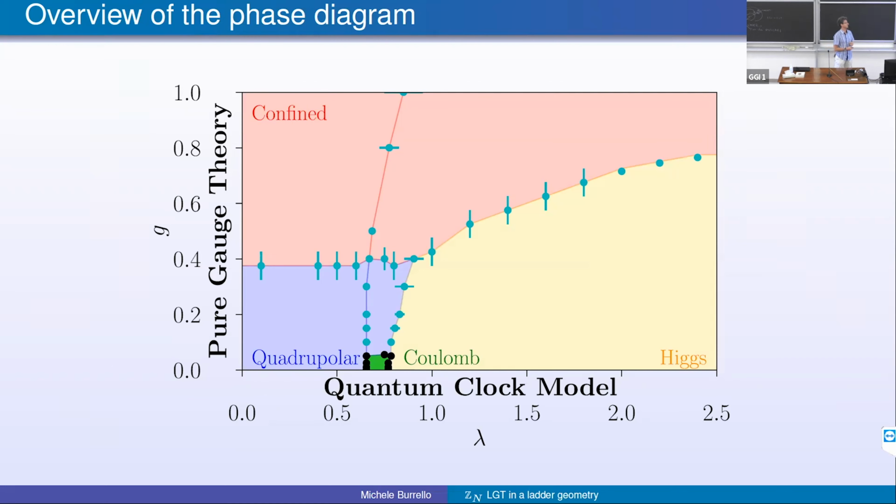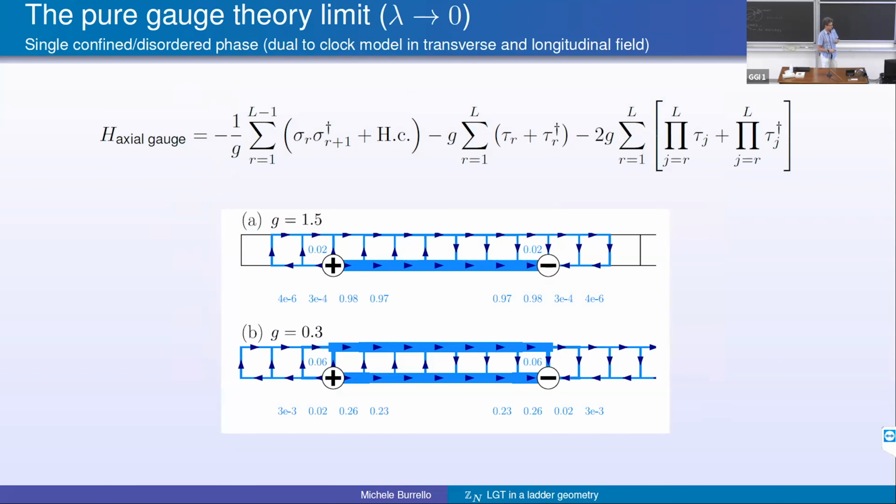And in particular, there are two limits that are more easily understood. One is the pure lattice gauge theory limit. So when I send lambda to 0, the matter decouples. And we see that this is kind of trivial. And then there is another limit that is the quantum clock model that I will describe soon. So before discussing the phase diagram, let me analyze this limit. So this is the pure lattice gauge theory limit. So I forget about the matter. I consider just the gauge elements.